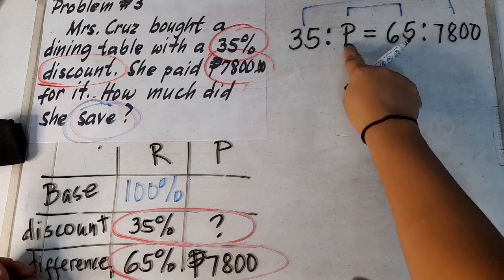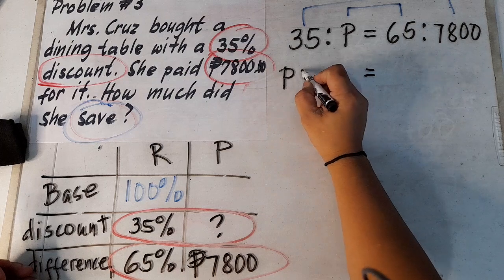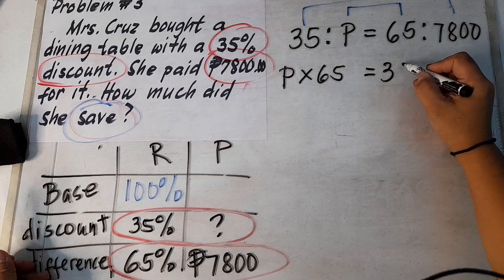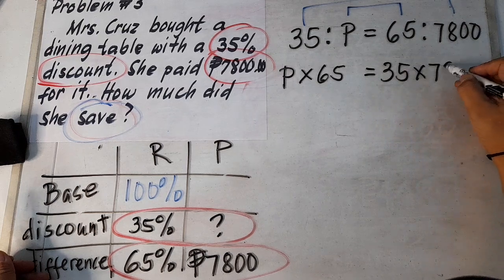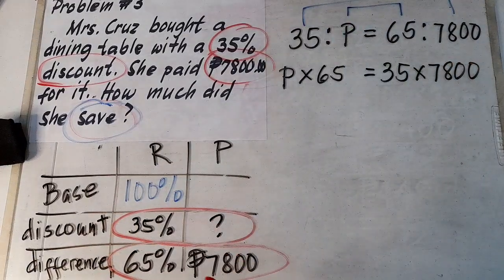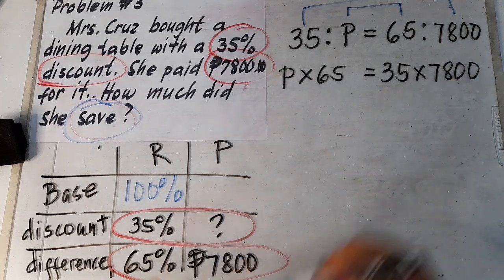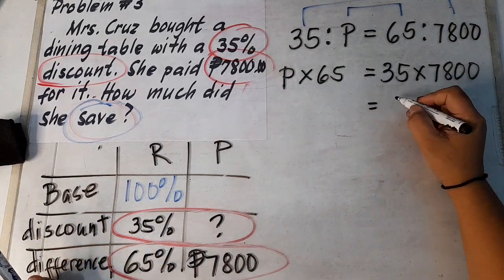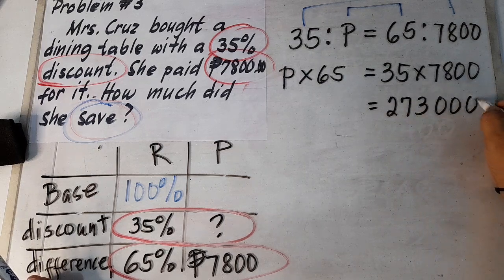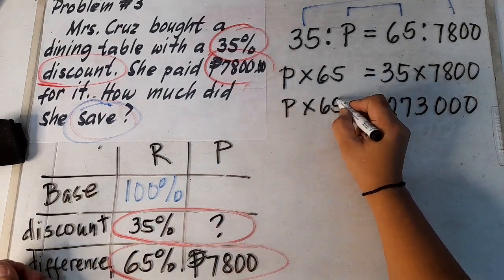So, means natin ang unahin nating isulat sa kaliwa kasi yun ang may unknown. So, we have P times 65 is equal to 35 times 7,800. Okay? Dulo sa dulo. Tsaka sa loob. Then, we carry out 35 times 7,800. And that is 273,000. Okay? And that is P times 65.